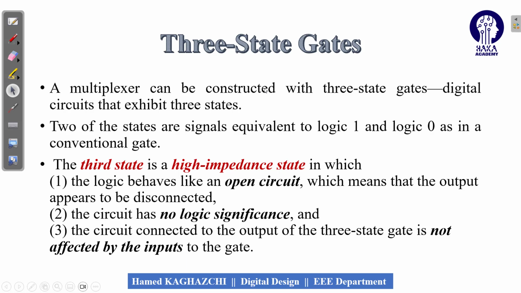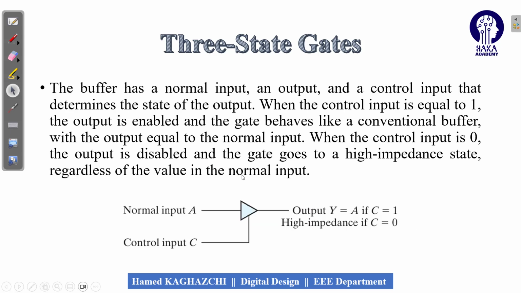The last topic of the combinational circuit chapter is the three-state gates. In the three-state gates, we say that we have another state which is called the high impedance state. What is the meaning of the high impedance? In the high impedance, as a third state, the output is neither 0 nor 1.